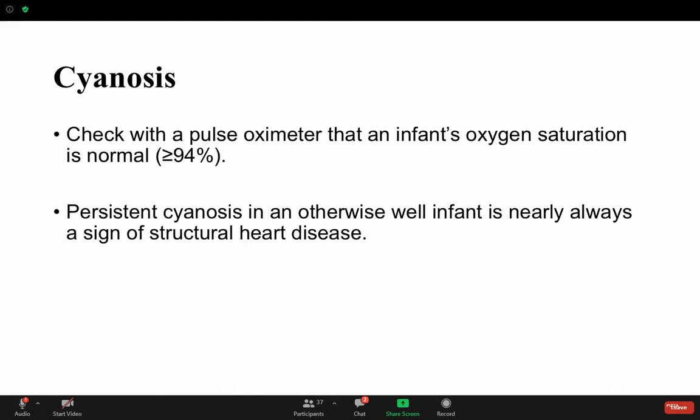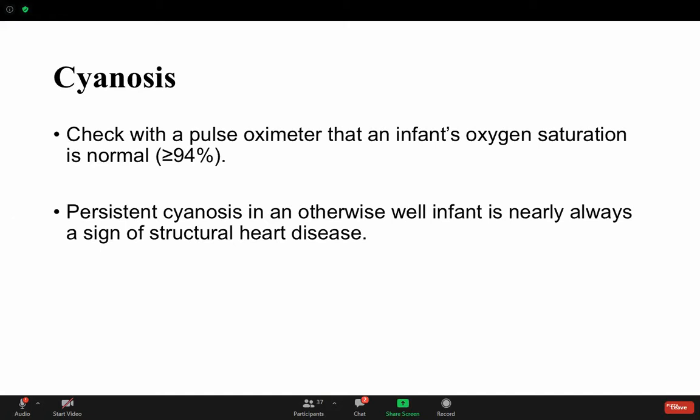Persistent cyanosis in an otherwise well infant is nearly always a sign of structural heart disease. Because cyanosis could be due to a heart problem or could be due to a respiratory problem. Okay? Because if you have a lung problem, pneumonia, you wouldn't be able to oxygenate your blood, so you will present with cyanosis. But if you have a respiratory problem that is causing you to have desaturation and cyanosis, you will look sick. You will be breathing hard. You will have signs of respiratory distress. You may have fever.